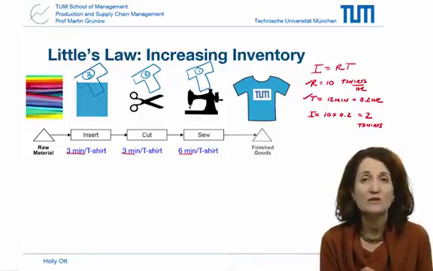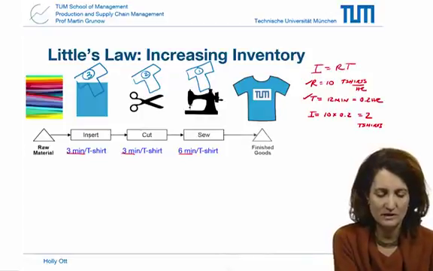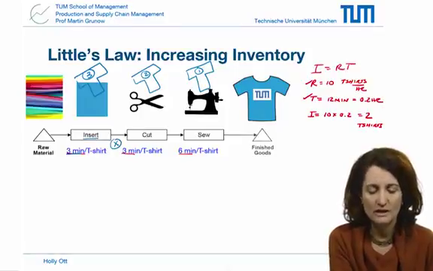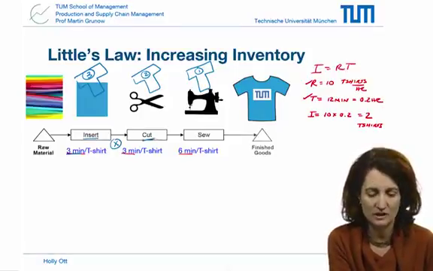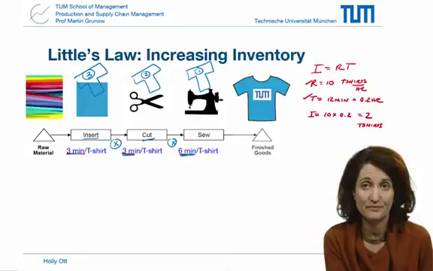Now let's see what happens now. First of all, don't forget, when a t-shirt is being processed here in insert for 3 minutes, there's no way it can move on. There's no place to hold inventory until the t-shirt at cut is finished, which is also 3 minutes. And it cannot move on until the t-shirt at sew is finished, which takes 6 minutes.